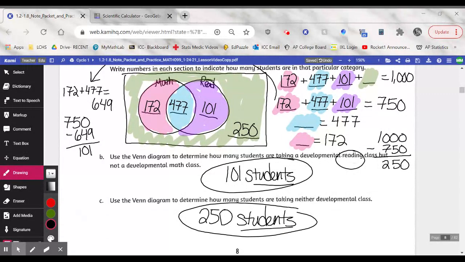Okay, that sums up section 1.2. Don't worry, your other sections will not be as long.